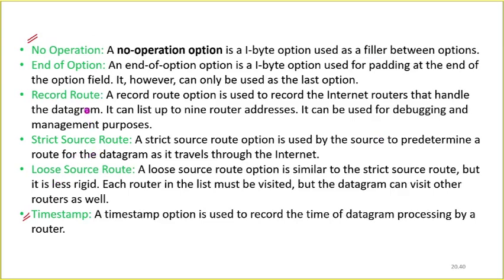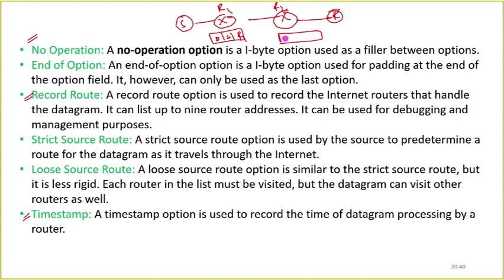So record route: if a sender and a receiver are there, in between there are some routers. Once it is sending the data, it will be recording the route. This is router 1, router 2, this is the destination and the sender. Along with that, it will be recording that it is passing through R1. Once it goes further, it will record the destination, source, then R2 and then R1. Likewise, it will be recording the route. That is the basic record route.